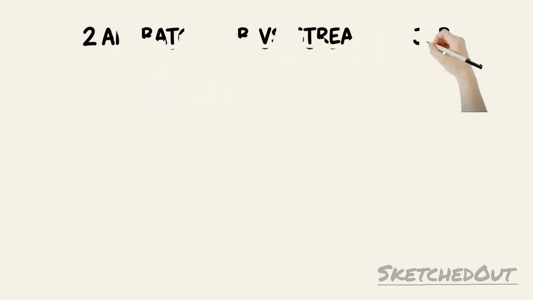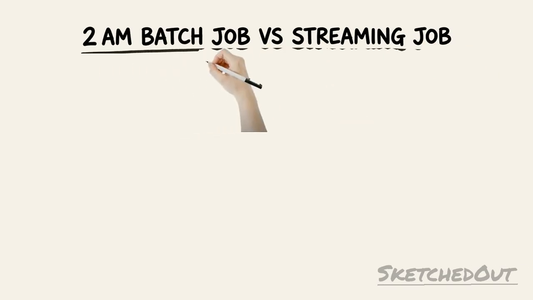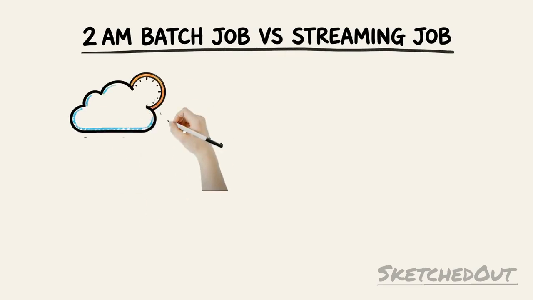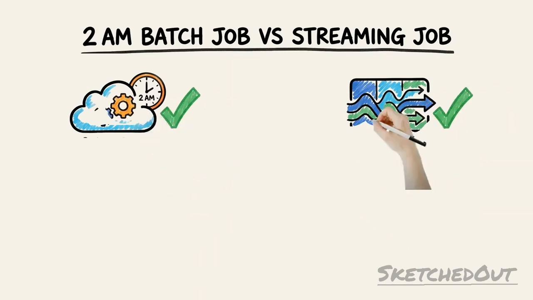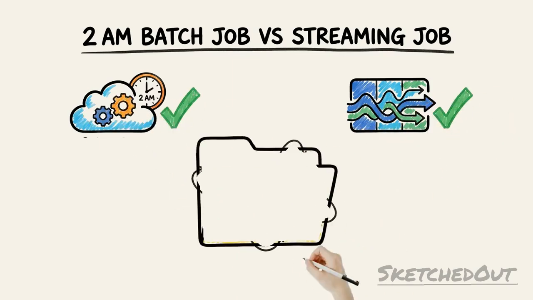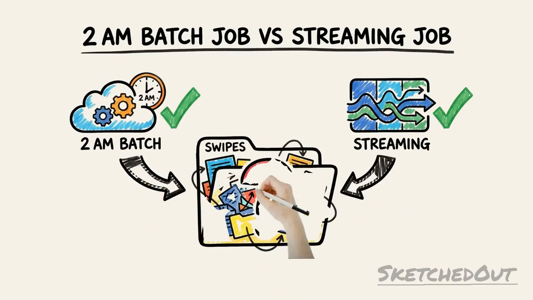2 in the morning. The nightly batch job is rewriting yesterday's swipes. At the same moment, a streaming job appends the last few minutes of transactions to the same table. Neither knows the other exists. By morning, some rows are missing. Not corrupted, missing. Neither log shows an error. Both jobs report success, and nobody can work out which one did it.